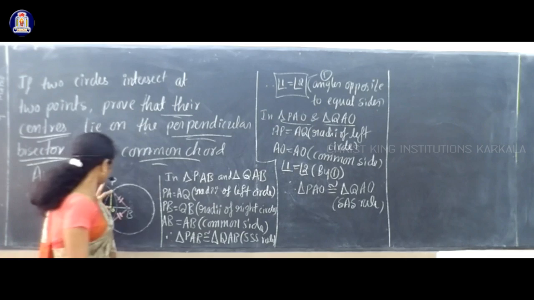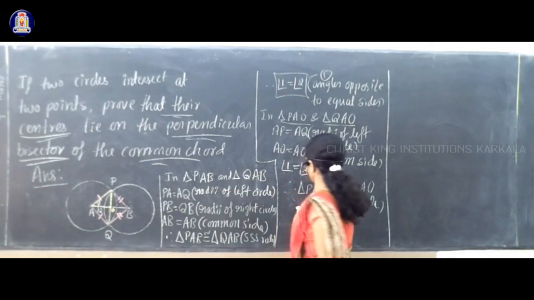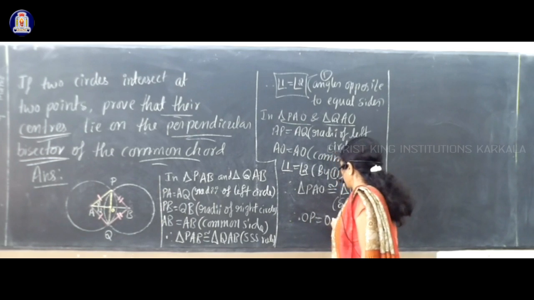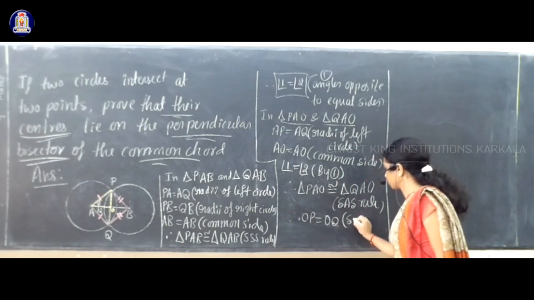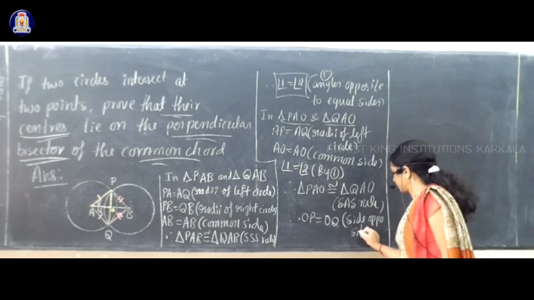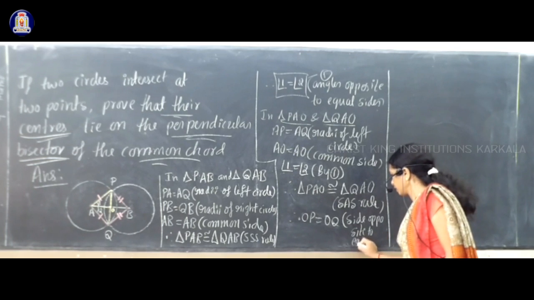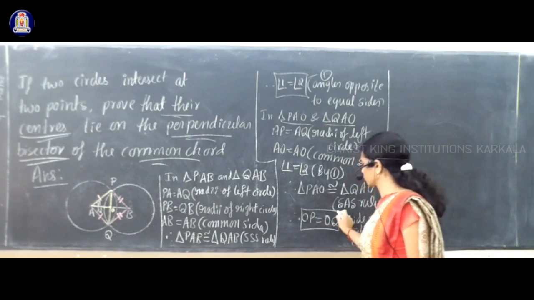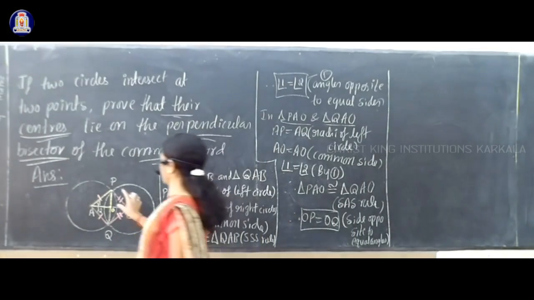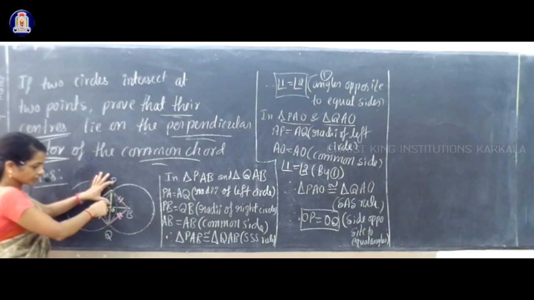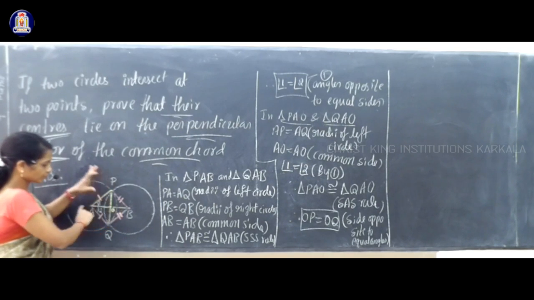So by that we get OP is equal to OQ. Therefore OP is equal to OQ, sides opposite to equal angles, equal angles 1 and 2. I will not write in the steps, but this proves OP is equal to OQ. OP is equal to OQ means these parts are equal. That implies these are parts we have because of this line AB.